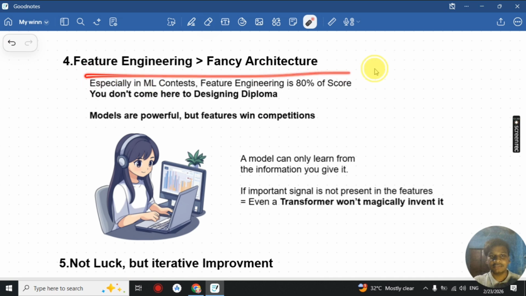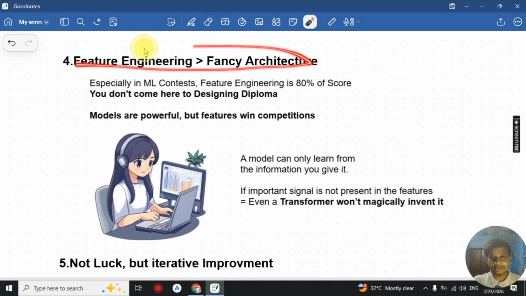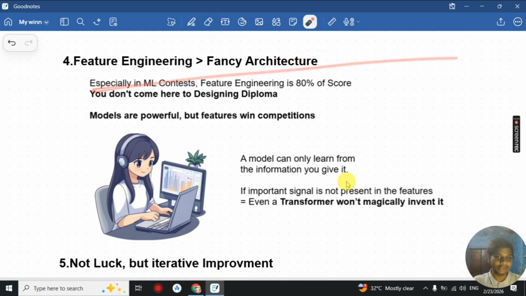And your feature engineering is also more important than your error analysis or your whole architecture. Especially in ML contests, feature engineering is 80% of the leaderboard score. The whole 80% of the leaderboard rank comes from feature engineering. You are not here to get a design diploma, so great architecture will not help here. Always remember that in data science, machine learning is data first, model second. So always feature engineer carefully.